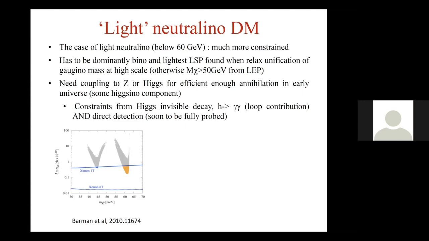So you are exactly in this case where there's a strong correlation between the relic density constraint and the direct detection constraint. And basically you see that there are two possibilities for the mass of the light neutralino. It is around 45 GeV and it annihilates through the Z, or it's around 60 GeV and it annihilates through the Higgs. If it annihilates through the Higgs, there is still currently some allowed region, but it will soon be probed by an upgrade of the xenon detector.